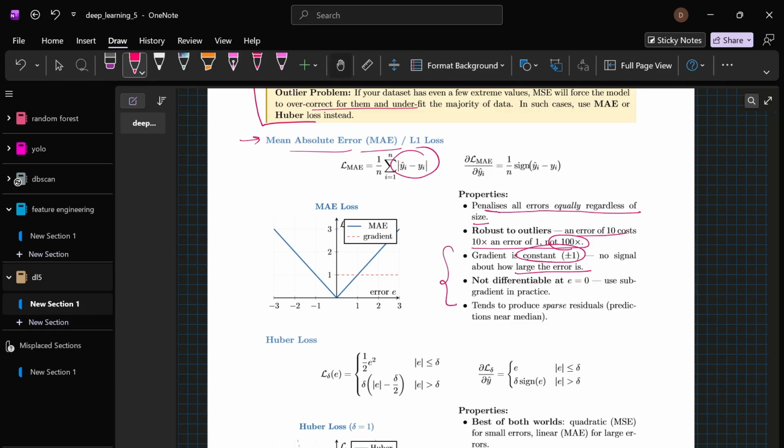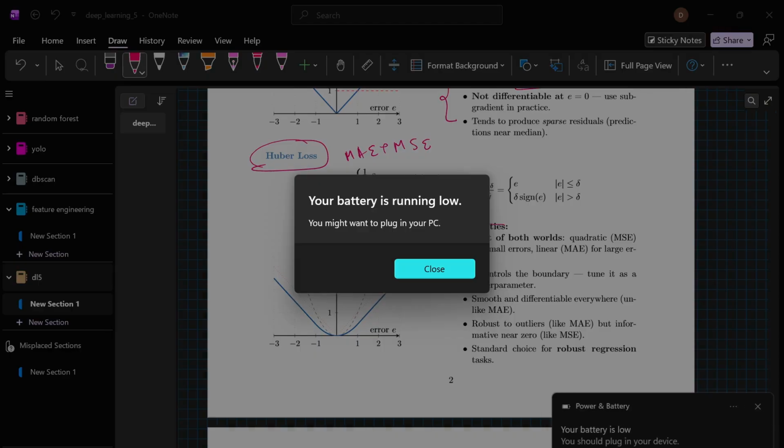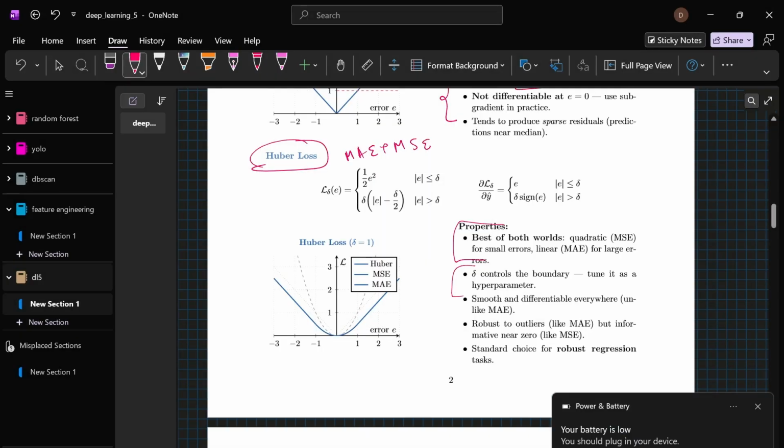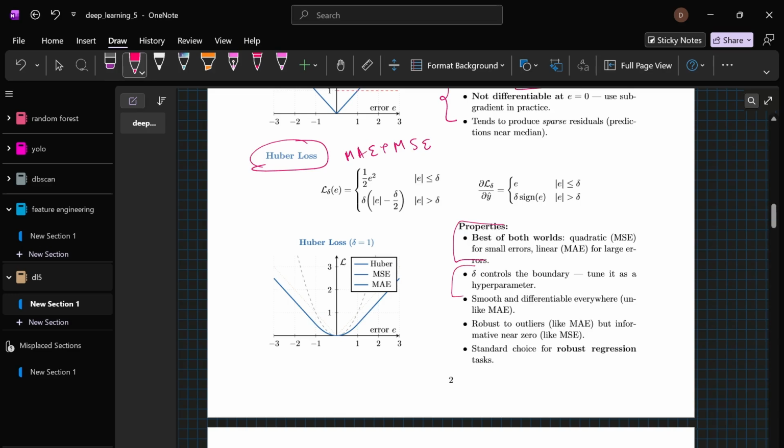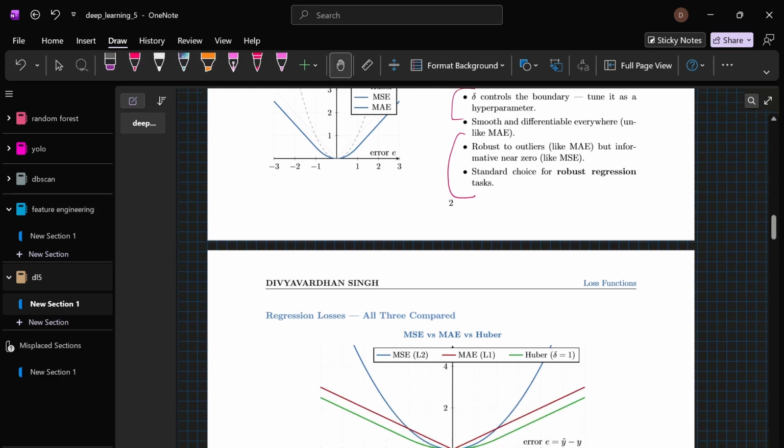Okay. So now moving forward, what brings the best of both of them is the Huber loss. Huber loss is a hybrid form. For small errors below a threshold called delta, it behaves like MSE, giving you proportional gradient information. For large errors above delta, it switches to behave like MAE. So outliers don't explode your loss. Delta is a hyperparameter that you tune yourself. Huber is smooth and differentiable everywhere, robust to outliers, but still informative near zero. This is the standard choice for robust regression tasks.